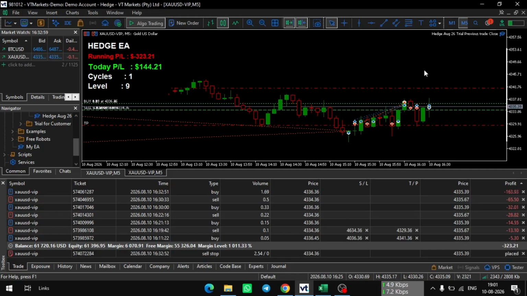Now, the ninth trade is activated with a lot size of 1.69. The EA continues managing the cycle according to its recovery logic. Now we can see that the eighth trade closes with a loss of approximately 149.16. After this loss, the overall result comes down to approximately 144.21 profit. Again, we are waiting for the market to make a clear movement.